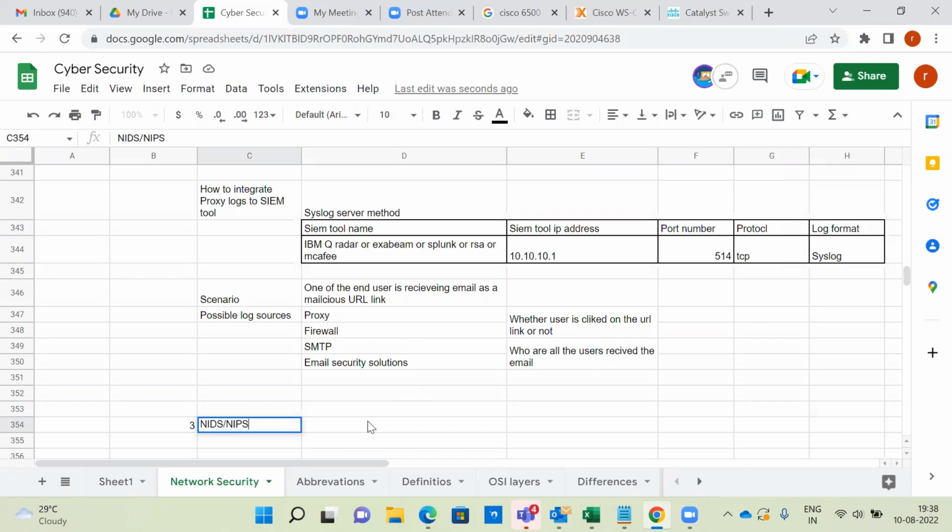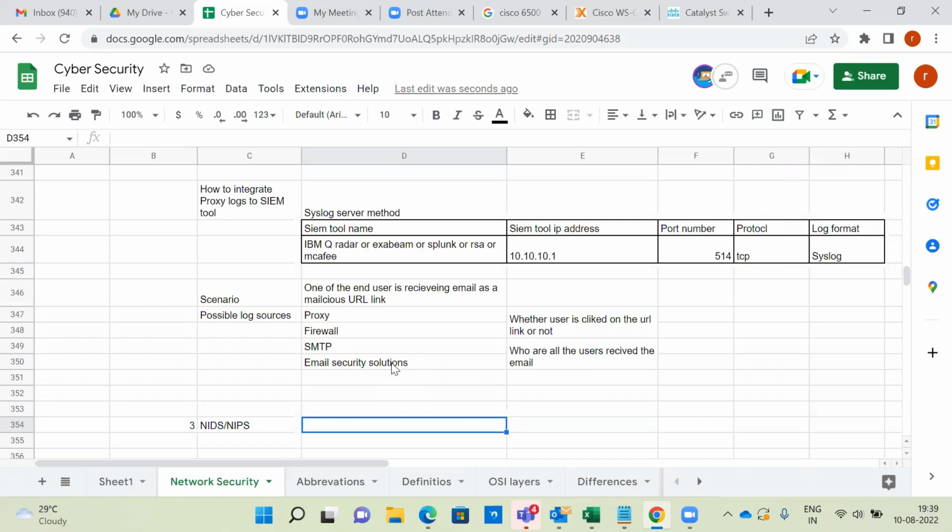IDS will monitor the traffic, but it will not block. IPS will do monitoring as well as detection, prevention, and blocking. So there are different types of IDS and IPS. What are the different types we have? Host level and network level, that's correct, and wireless as well.